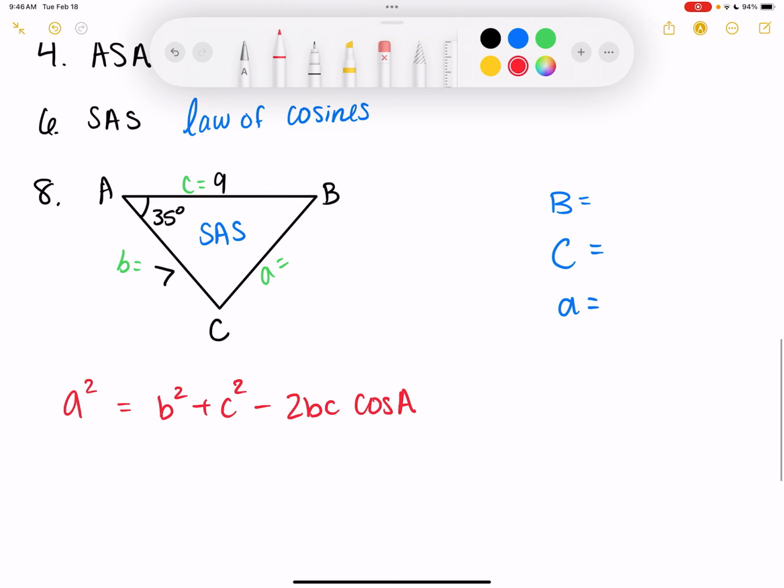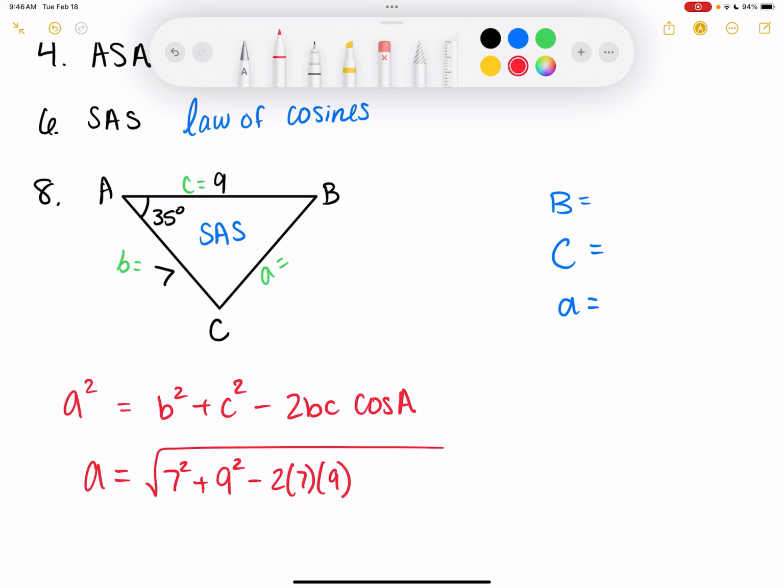So I have all of these pieces. The only thing that I have to do is take the square root of this whole side to get A by itself. So I usually do that in one step. So A equals the square root of 7 squared plus 9 squared minus 2 times 7 times 9 times the cosine of 35. Now, again, the calculator has to be in degree mode because these things are in degrees. We don't ever solve triangles in radians. And so we would be typing this in.